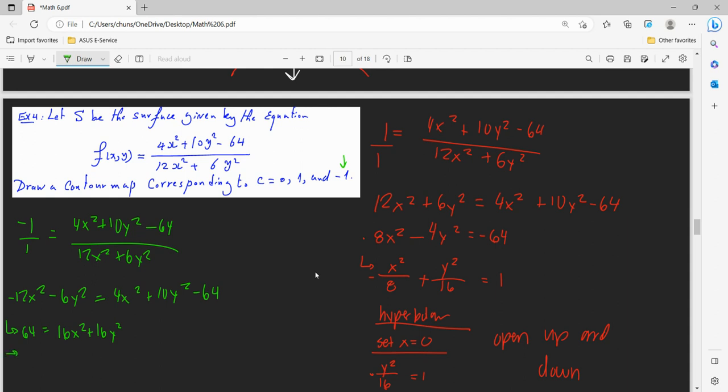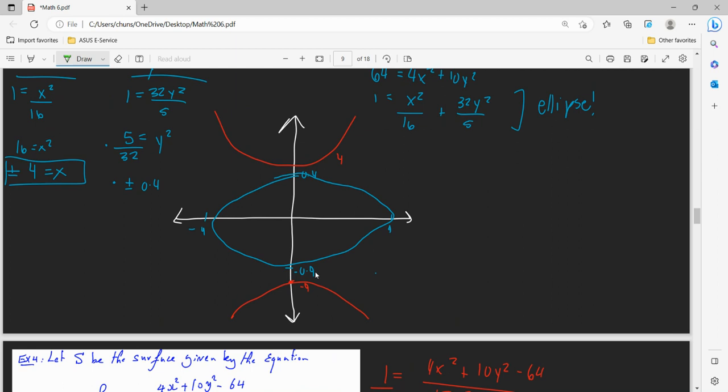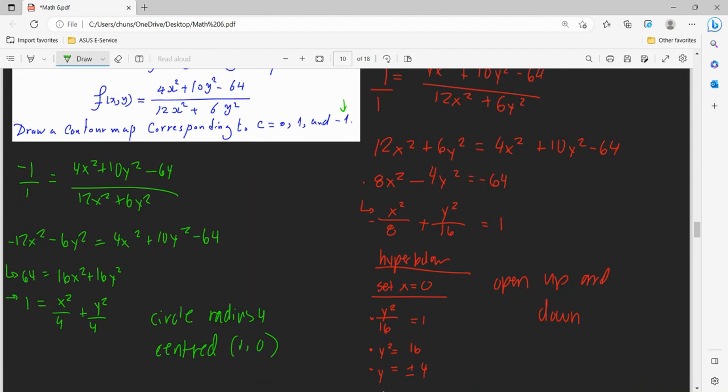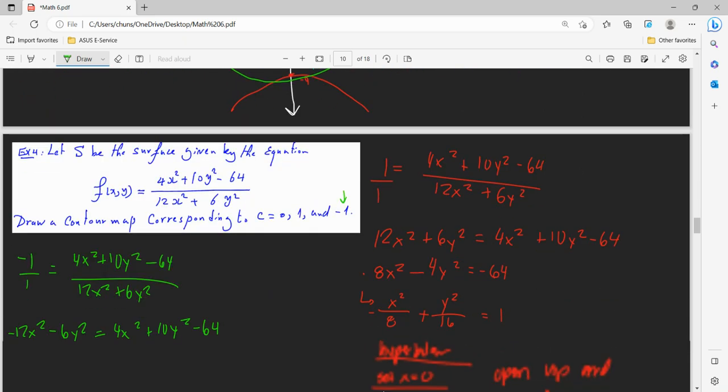And 16 over 64 is 1 over 4. So then this is 1 is equal to x squared over 4 plus y squared over 4. This is a circle with radius 4, centered at 0, 0. So then this is going to give us a circle that looks like that. That's supposed to be a circle. All right, and that is the end of this question. So this looks more similar to some topographical maps that we're used to seeing.